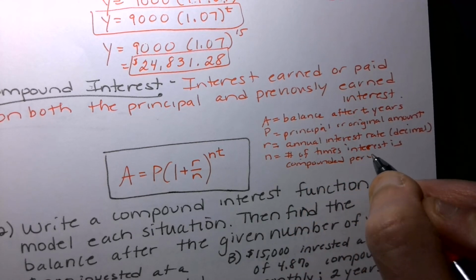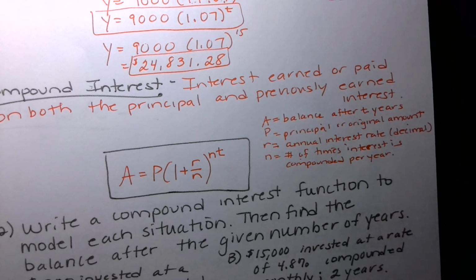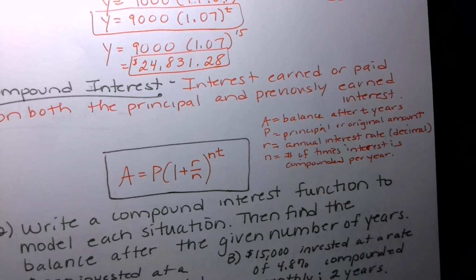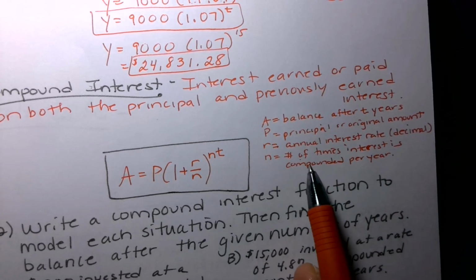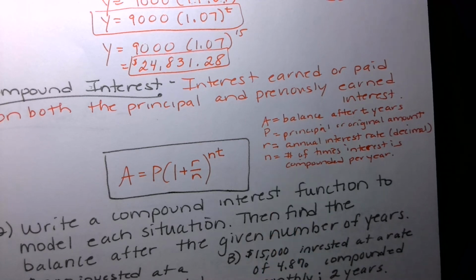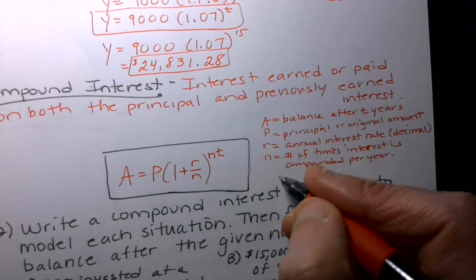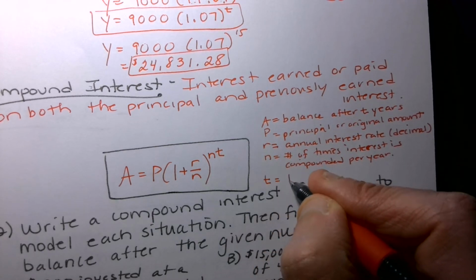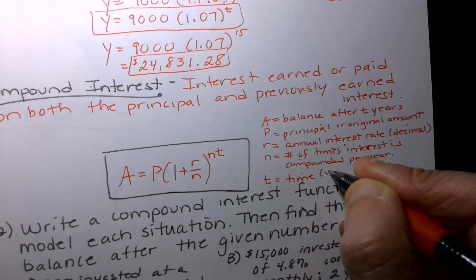per year. So it may be every month, it may be every 3 months. So if it was every 3 months, how many times would it be compounded in a year? 4. If it was every month, how many times would it be compounded in a year? 12. Okay, so you have to figure that part out. And then T is your time in years.